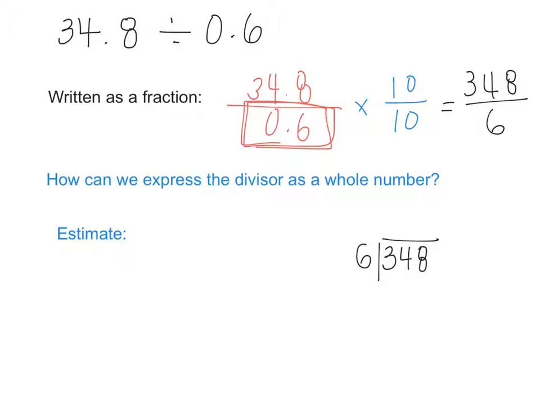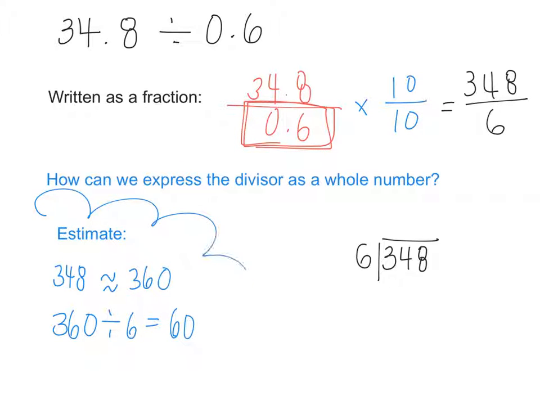348 is pretty close to what number that's easily divisible by 6? What can we think in our head? Kevin? 348 is fairly close to 360, and I know that 360 divided by 6 equals 60. So that means my answer should be somewhere in the ballpark or in the range of 60. Okay, now let's actually use the standard algorithm to divide and see.